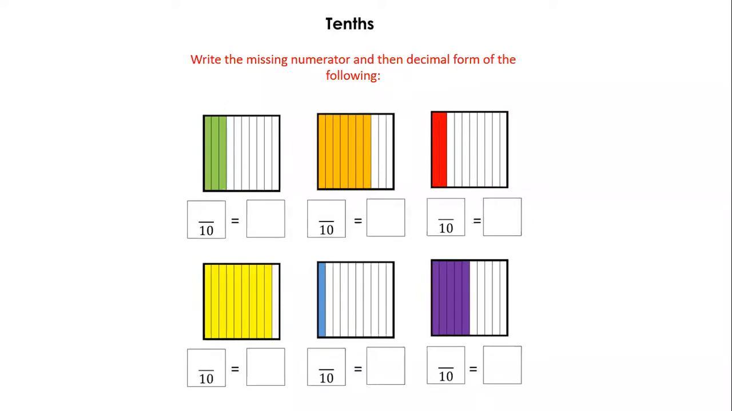Out of 10 boxes, 3 are colored. So 3 colored out of 10. That is the numerator and denominator. Its decimal form will be 0.3. When there is 1 zero in the denominator, it will be 1 decimal. 0.3. Next, if you see 7 are colored in yellow. No need to go for colors. If you don't have them right now with you, you can do with pencil, dots, lines, something you can do.